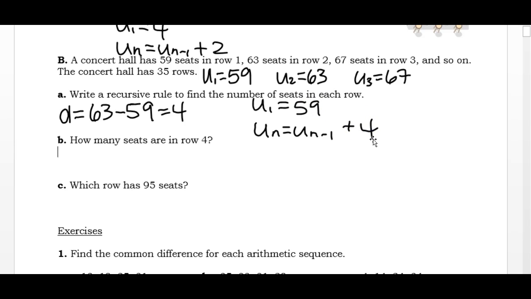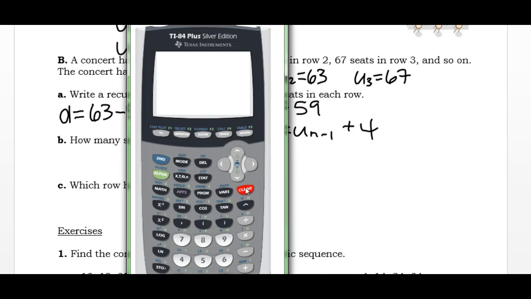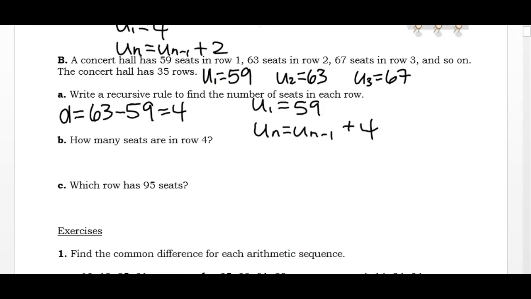Letter B says how many seats in row 4? I could easily do that without my calculator, but just to have another example of keying it in, of seeding the calculator, I had my starting number, and then I added 4. Start enter, plus 4 enter, and that's my second answer, and my third answer, and my fourth answer. No need to type anything other than hitting enter. When we seed it correctly, every time we hit enter, it gives us the next answer. So U sub 4 is 71. So that is 71 seats.